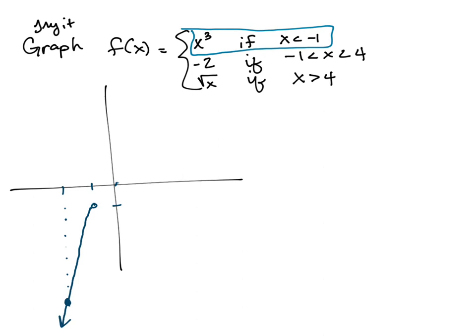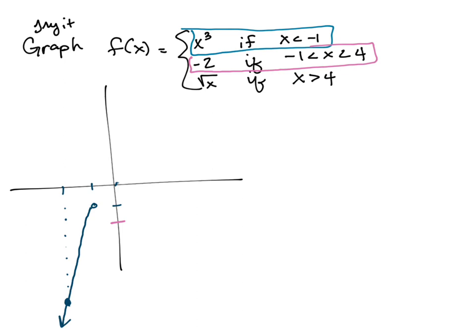What color next? Pink. Pink for y equals negative 2. Y equals negative 2 if x is between negative 1 and 4. Where's that? That's going to be down on my y-axis at negative 2. Right? Y equals negative 2.